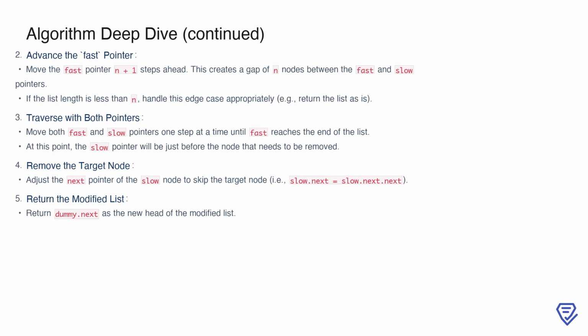Once the fast pointer is positioned, we begin traversing the list with both pointers. Both the fast and slow pointers move one step at a time until the fast pointer reaches the end of the list. At that moment, the slow pointer will be positioned just before the node that needs to be removed. This setup allows us to remove the target node efficiently by simply adjusting the next pointer of the slow node to skip over the node we want to delete. Finally, we return dummy.next, which points to the new head of the modified list, ensuring the algorithm works even when the head node is removed.